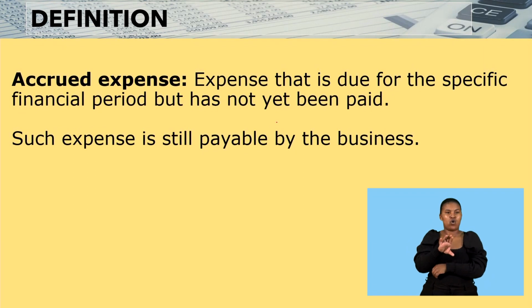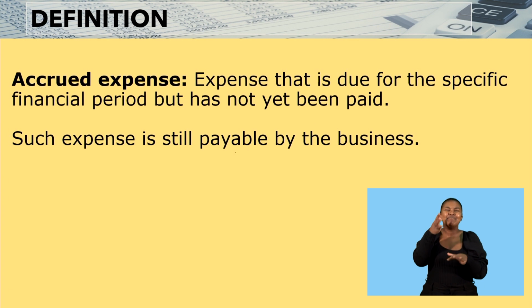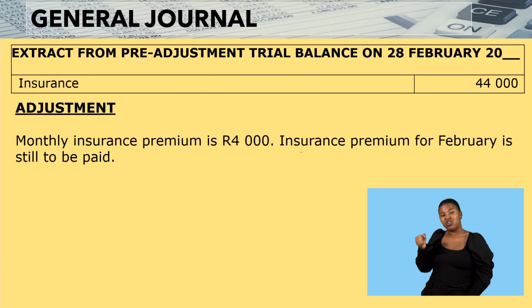Now let us look at accrued expense. This is an expense that is due for the specific financial period but has not yet been paid. Such expense is still payable by the business. Now, I want us to look at the following activity. This will help us to understand how to record accrued expenses. And remember, we are dealing with adjustments.